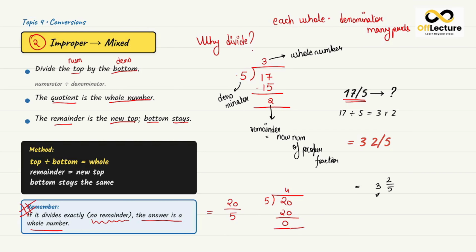Since there is no remainder, we would write it as 0 by 5, and 0 by 5 means nothing, it's 0 only. So the answer will become only 4. This is the whole number that we are getting, and that will be the answer for converting 20 by 5 into a mixed number. Okay.